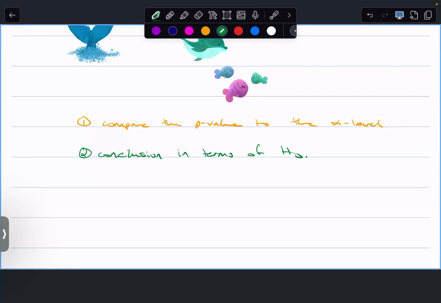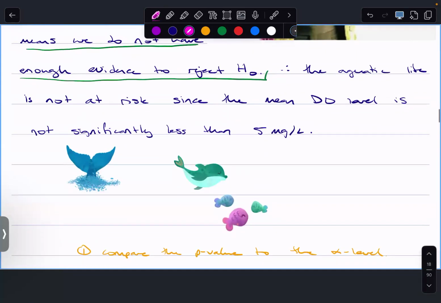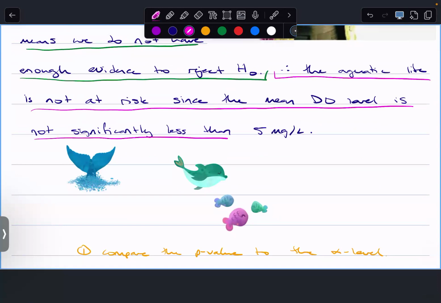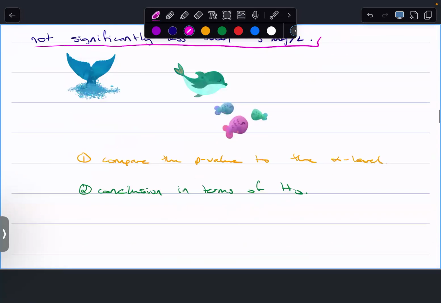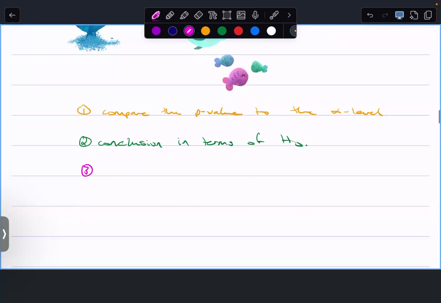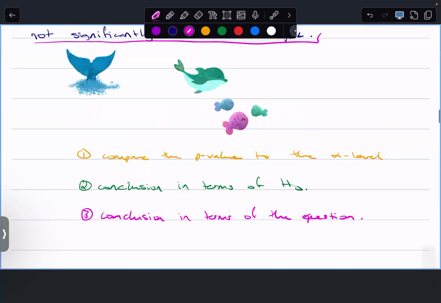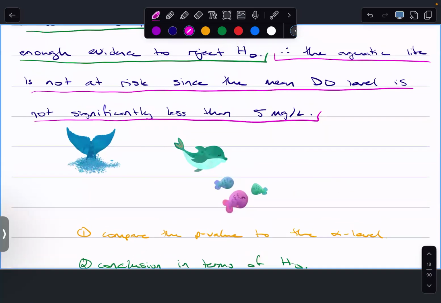That's important. And arguably the most important is, what does that mean in terms of the question? So your conclusion in terms of the question, right? Answer the question. That's the one people love to forget. It feels like you did so much work to get there.